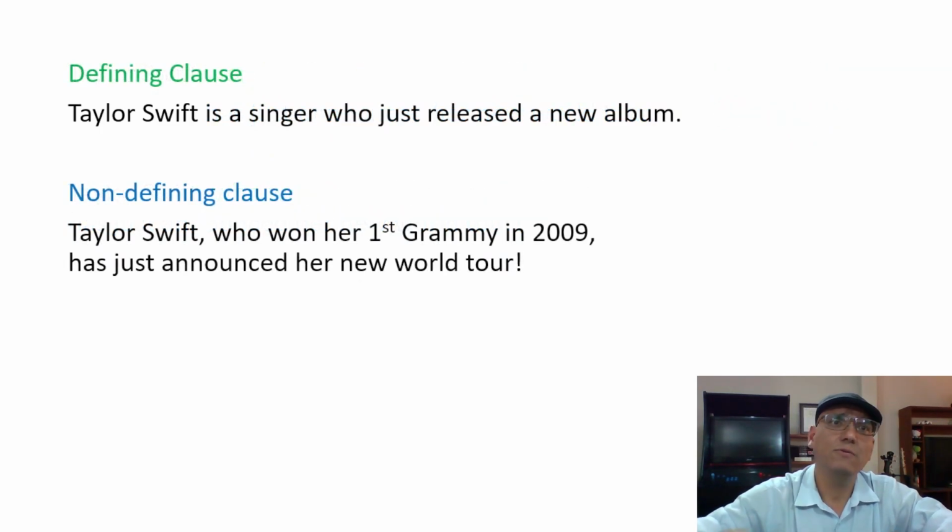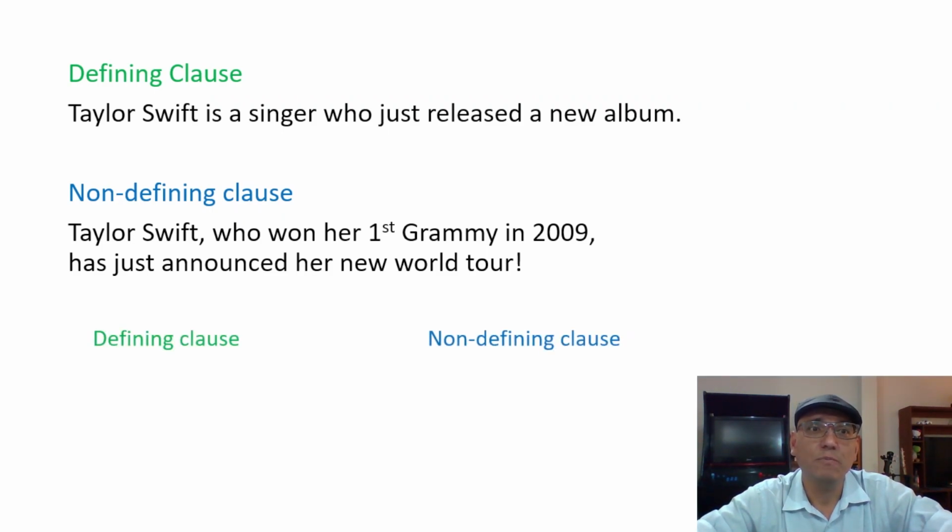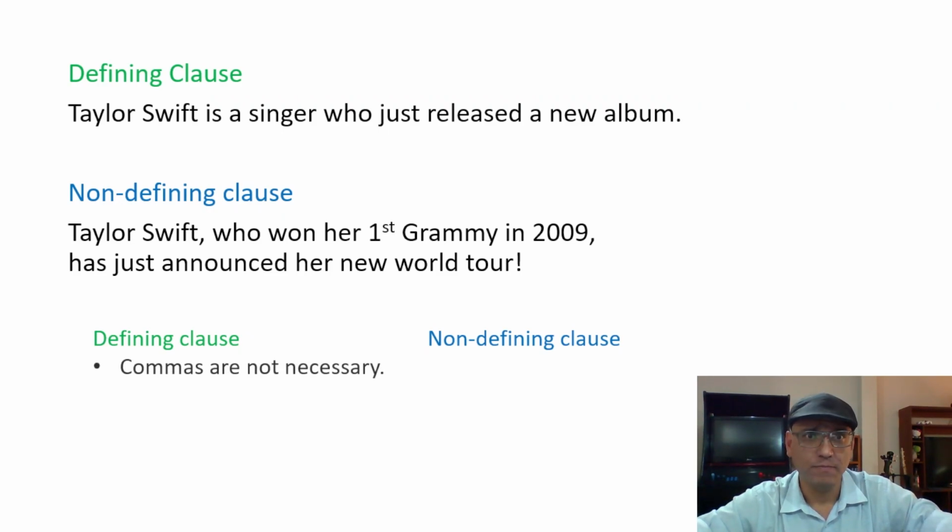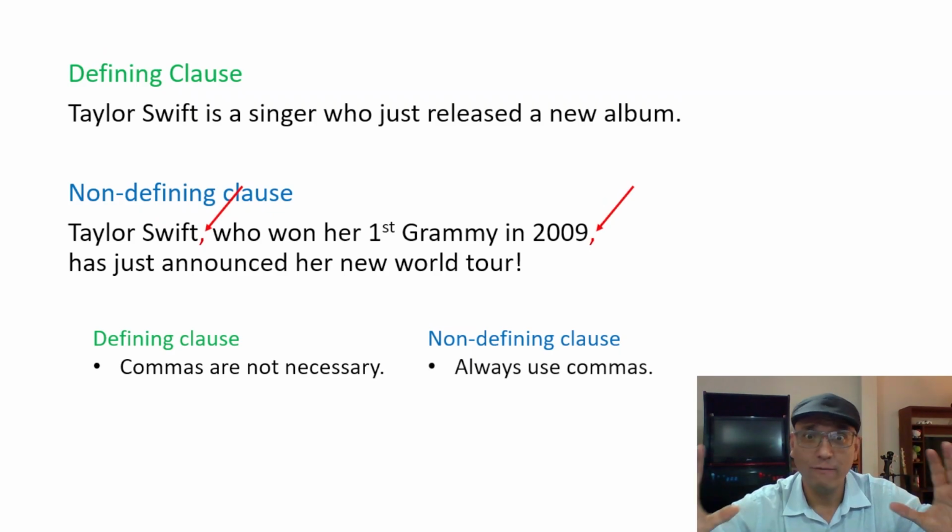So let's go back to the original sentence. A defining clause was Taylor Swift is a singer who just released her new album. A non-defining clause: Taylor Swift, who won her first Grammy in 2009, has just announced her new world tour. Now, there are some rules to this, and I'll show you. For example, in a defining clause, we don't need commas. But in the non-defining clause, we are going to have to use commas with that extra piece of information that she won her first Grammy in 2009.